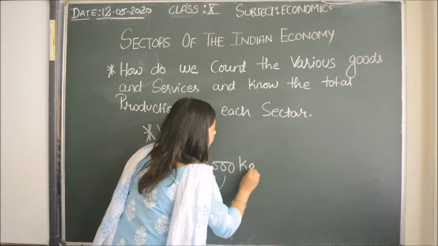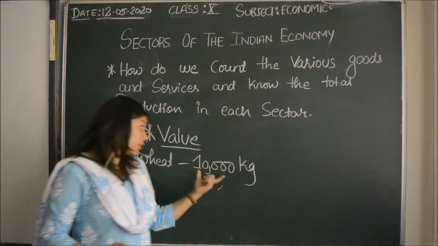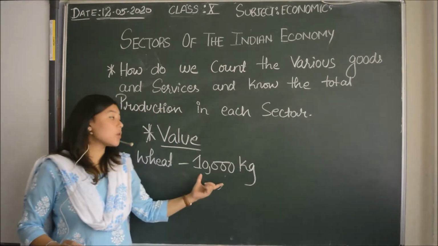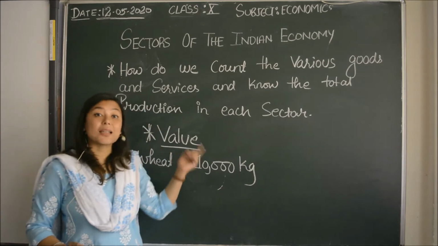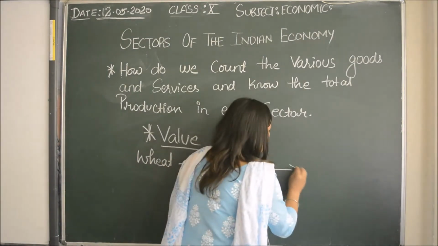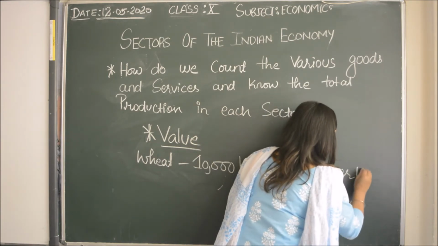10,000 kg of wheat has been produced. Now, we will not be taking into account this 10,000 kg of wheat. But at how much is it being sold? For example, it is being sold at rupees 8 per kg.